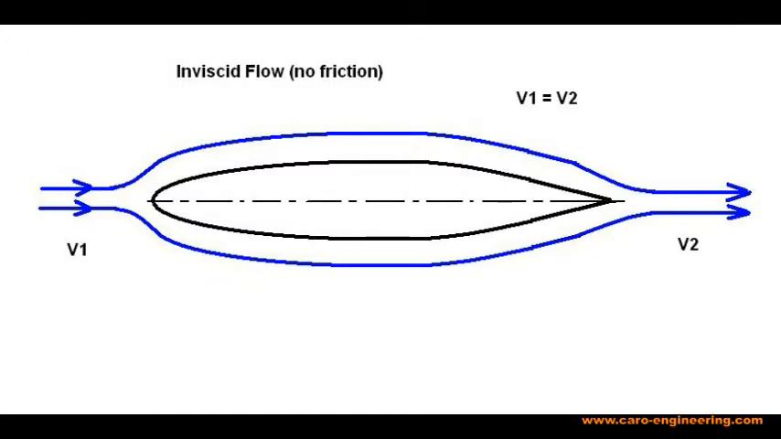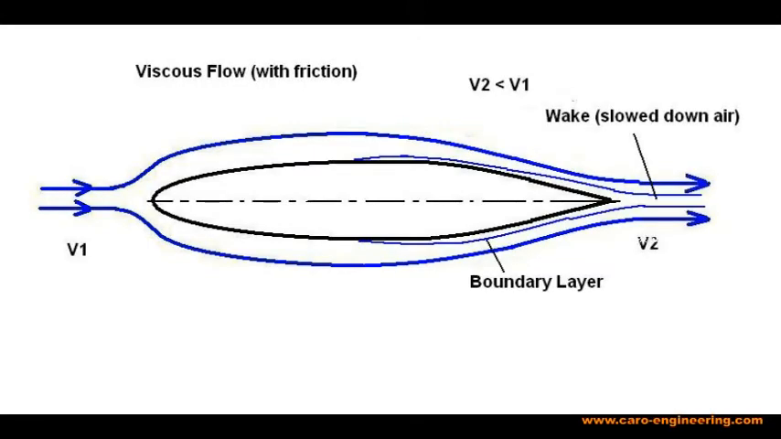But because there always is friction, the air particles stick to the surface of the object and slow down. They lose momentum or energy. This leaves a wake behind the object, a layer of slower air. The pressure on the front end is now only partly compensated. The remaining force that pulls the object back is called drag.